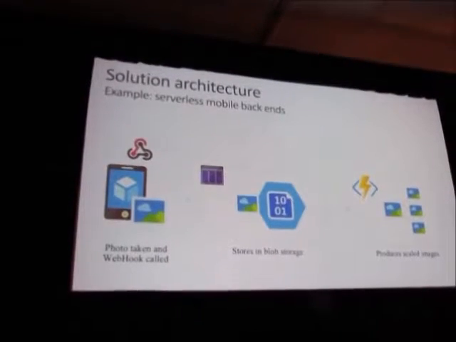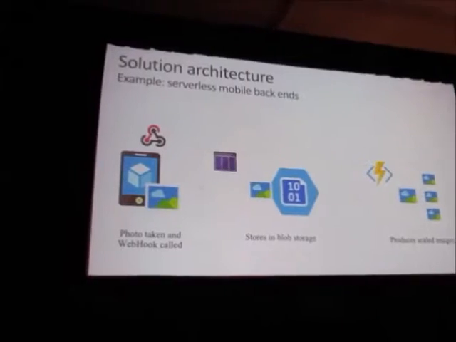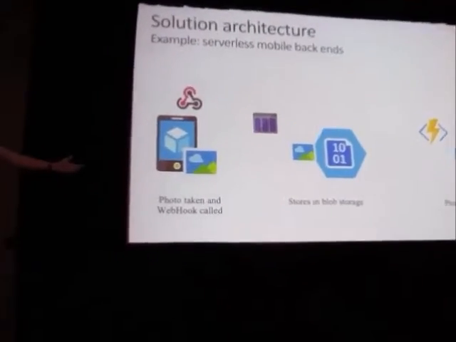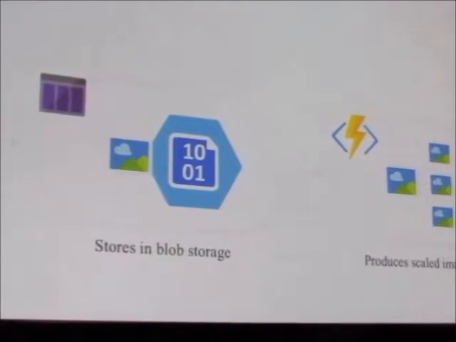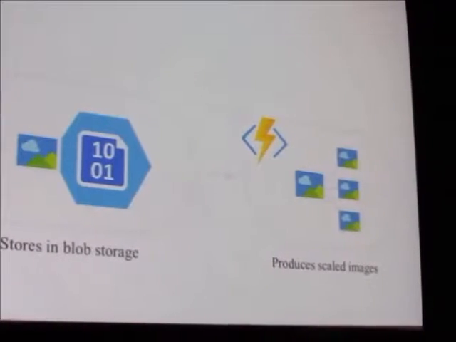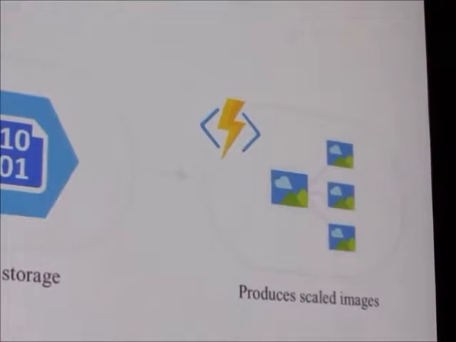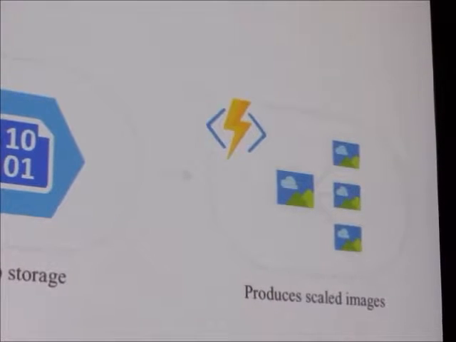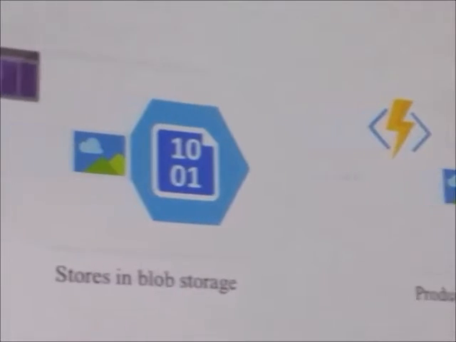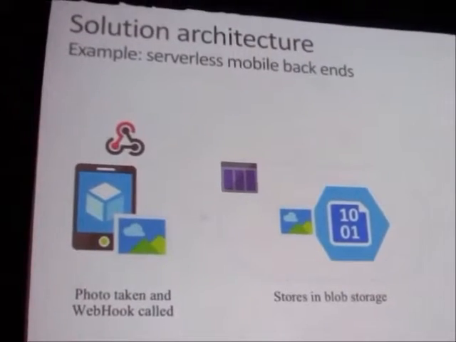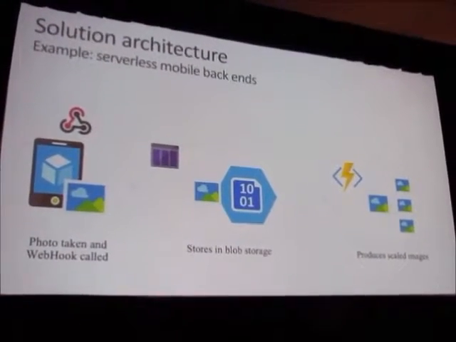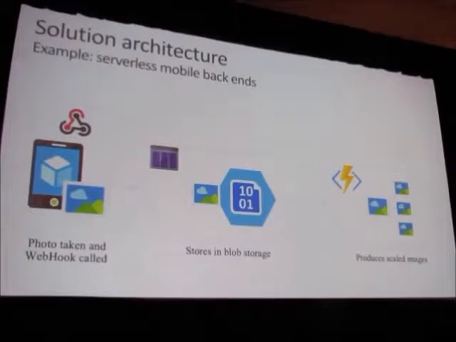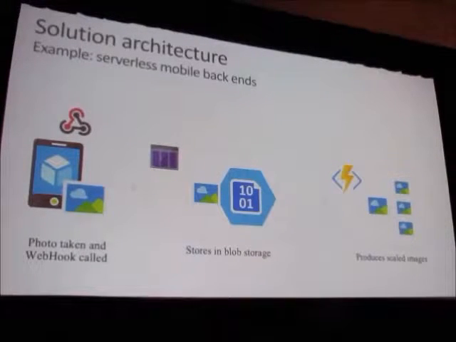So here's an example of that, where somebody takes a picture on their phone and it gets posted into BlobStore. As a result of that photo getting dropped into Blob Store, there's a webhook that fires that notifies the function to go run, and it creates images at various scales to be used in different environments.